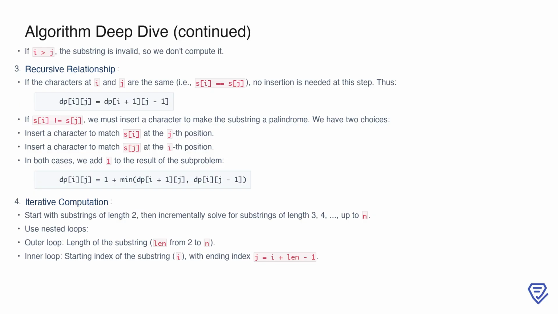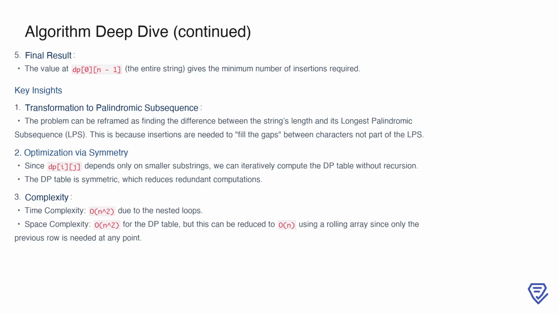Finally, we compute the values iteratively. Starting with substrings of length 2, we progress to longer substrings, incrementally solving for each possible range using nested loops. The outer loop iterates through the lengths of substrings, and the inner loop iterates through their starting indices. At the end of the computation, the value stored in dp[0][n-1], which corresponds to the entire string, represents the minimum number of insertions needed to make the string a palindrome.